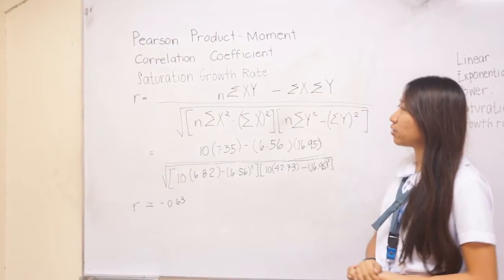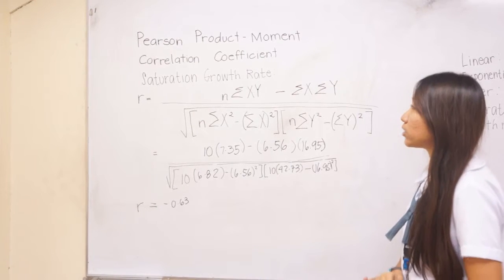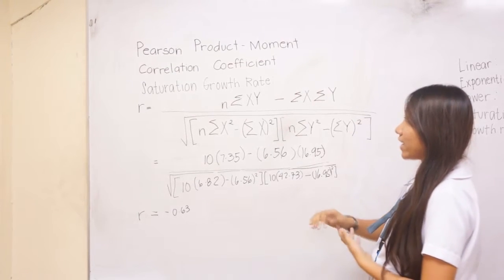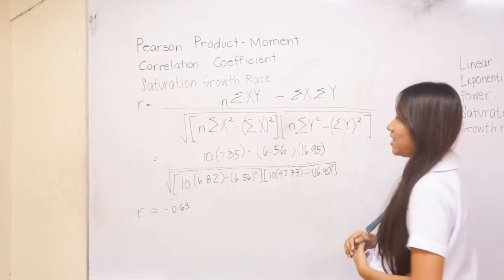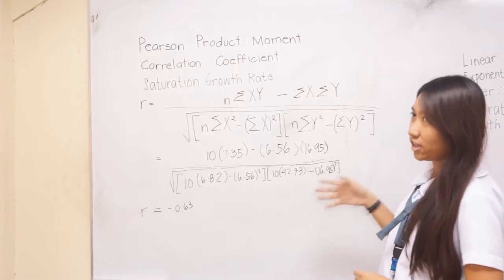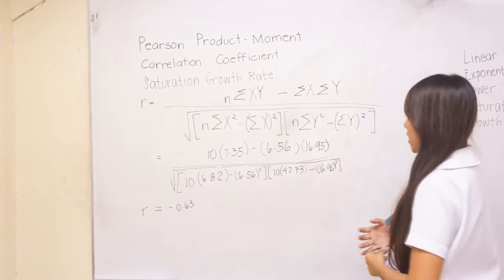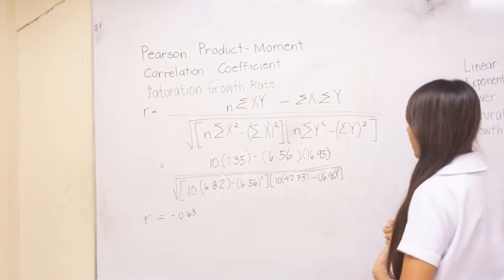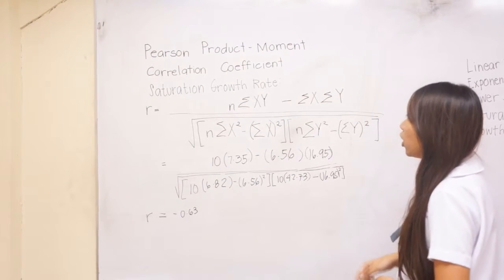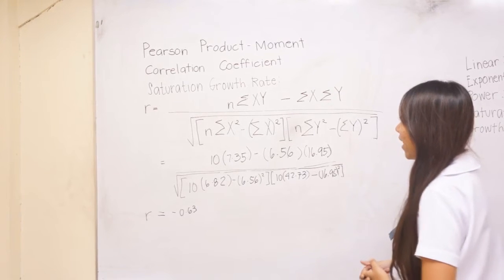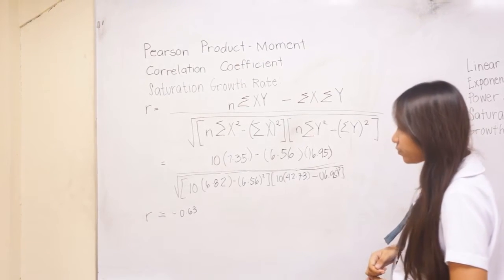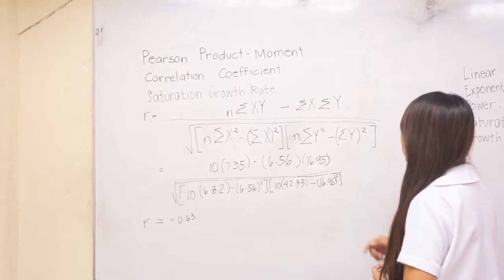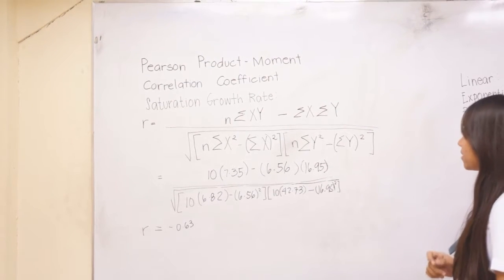After computing for the Pearson product moment of the simple power equation, we are now going to solve for the saturation growth rate Pearson product moment. Of course, we are going to change the small x into big X, which is the reciprocal of all the x elements, and the big Y into the reciprocal of all the y elements. This is the equation: n times the summation of xy minus the summation of x times the summation of y, all over the square root of n times the summation of x squared minus the summation of all x elements squared, times n times the summation of y squared minus the summation of all the y elements squared.